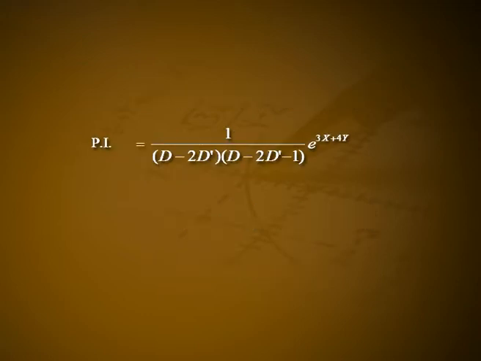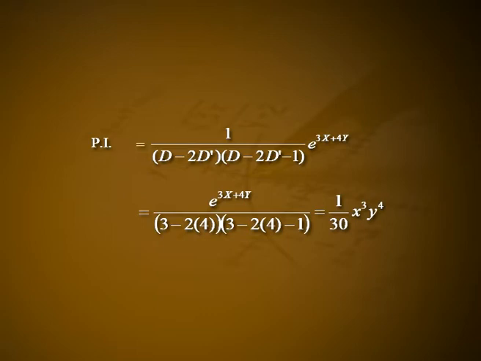Particular integral PI is equal to 1 by (D minus 2D prime)(D minus 2D prime minus 1) of e raised to 3X plus 4Y, which is equal to e raised to 3X plus 4Y divided by (3 minus 2 into 4)(3 minus 2 into 4 minus 1), which is equal to 1 by 30 x cube y raised to 4. Therefore, the complete solution is z is equal to g1 of y x square plus x into g2 of y x square plus 1 by 30 into x cube y raised to 4.